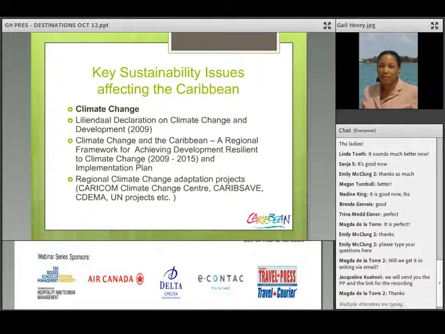Unfortunately, we don't have time to really go into a lot of these projects, but there are a number of organizations, including UN organizations and other regional organizations, that are very much involved in implementing climate change related projects generally across the board for countries, as well as on a sectoral level, including for the tourism sector.